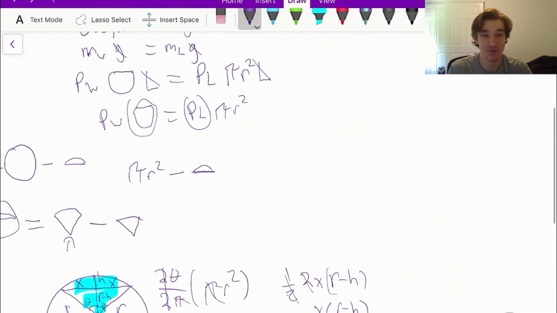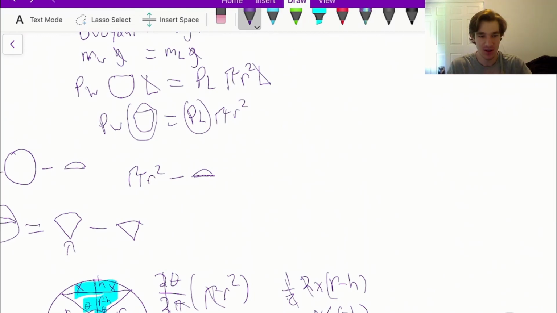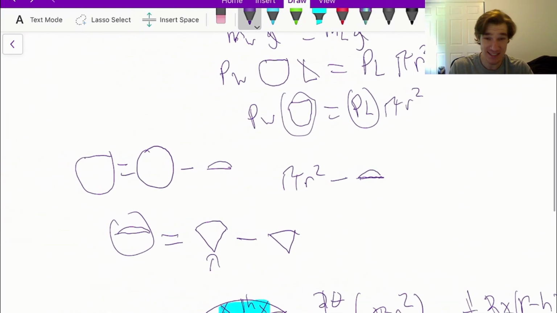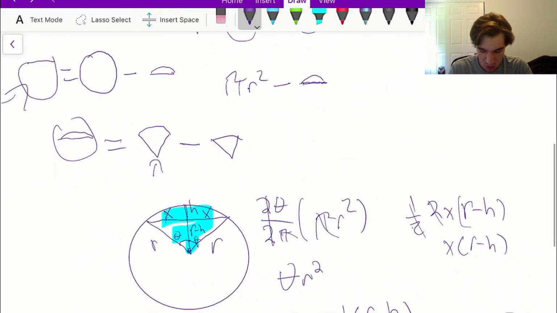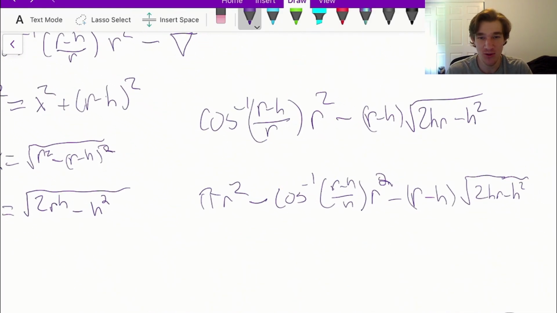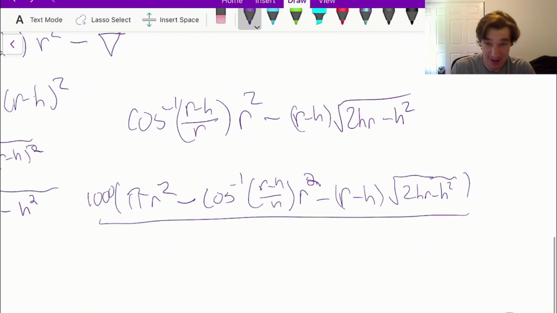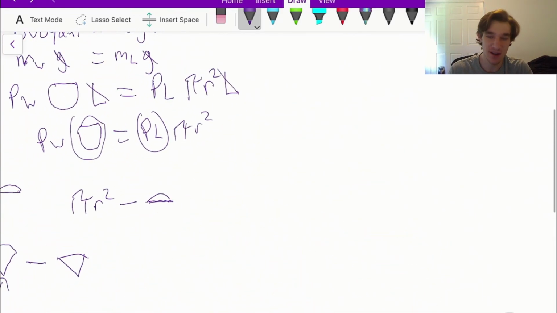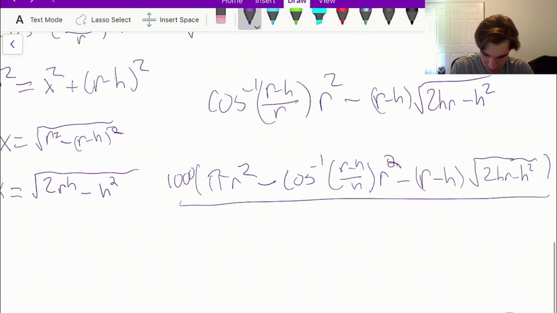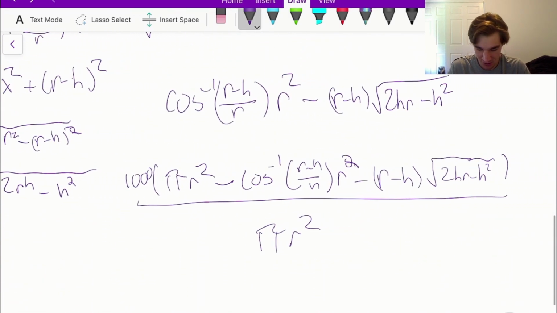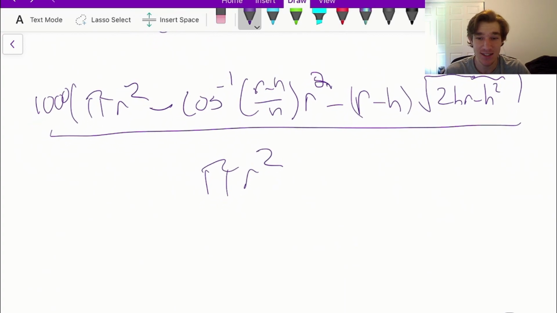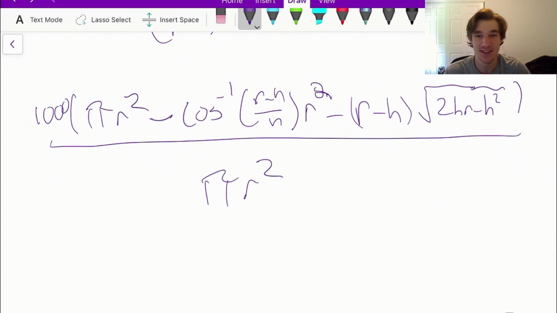That is the area of the small little sliver, or that's the area of the portion with the small little sliver cut out, that right there. We have to multiply it by the density of water, which is 1,000 kilograms per meter squared. And then divide it by the area of the log, which is pi r squared. And that right there is the formula, the equation for finding the density of the log.